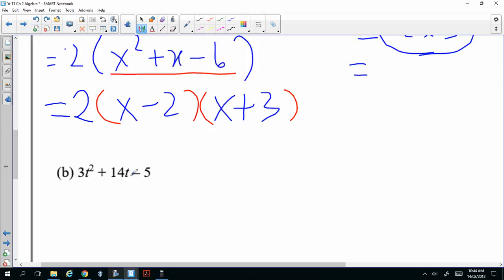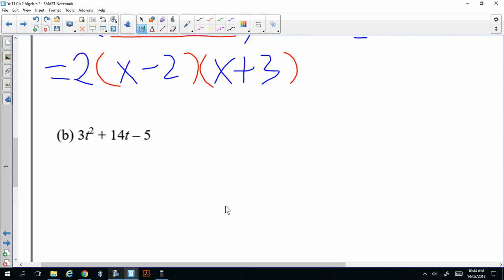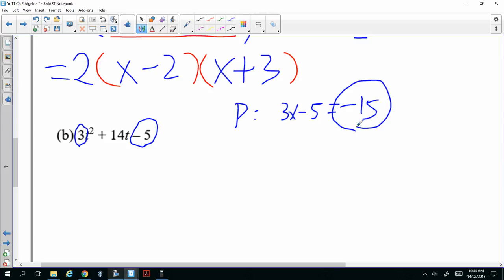So you have to use a different way. Let me show you which. So there's many different ways, but I'm going to show you this way. Maybe you've learned that already. You multiply the 3 by the negative 5. That becomes your product. 3 times negative 5, which is negative 15. So find 2 numbers which multiply to get negative 15, but add to get 14.